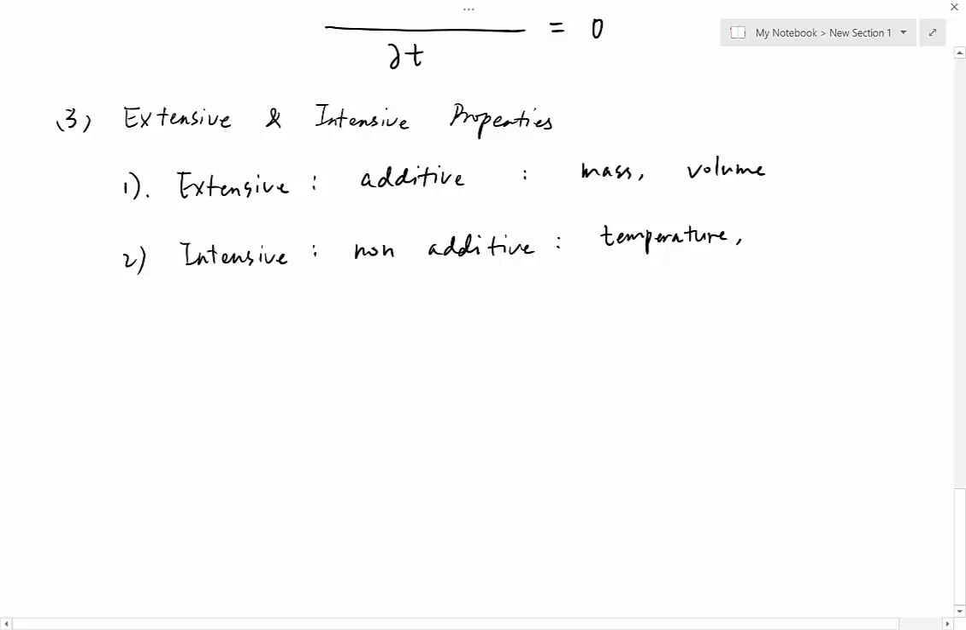Okay, let's think of another example for intensive properties. Pressure. Let's say the pressure of the air inside your house is 1 atm, and the pressure of the air outside of your house is also 1 atm. And now you break the wall, so the inside air will mix with the outside air. What will be the new pressure? Will the new pressure be 1 plus 1, 2 atm? No, the pressure will still be 1 atm. So you cannot perform addition for pressure. So pressure is another example of an intensive property.